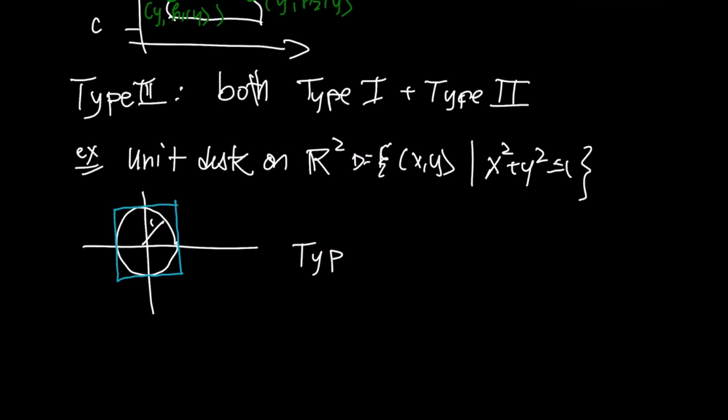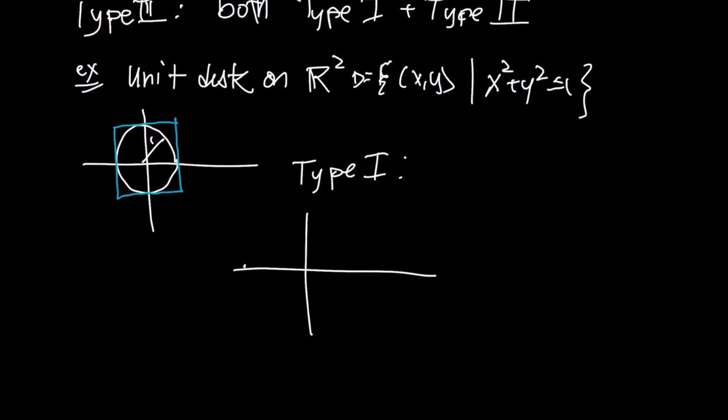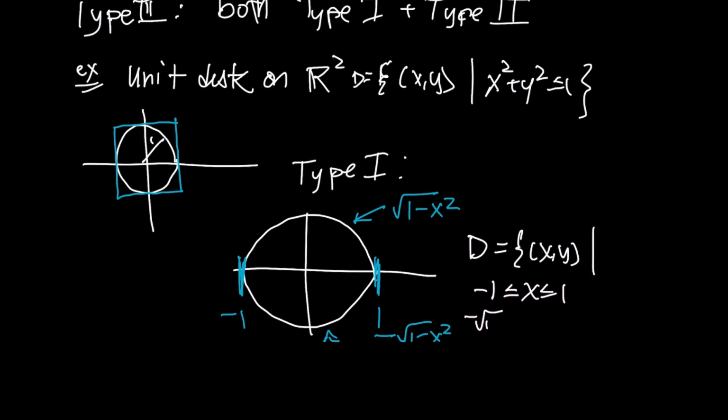If you wanted to think of it as a type 1 region, that means we're going to have values of x that are constant, but we are bounding it in the y direction by functions. We would go from -1 to +1, and then the upper curve there would be the square root of 1 minus x squared, and the bottom curve here would be negative square root of 1 minus x squared, like that. So the region D is the set of all points (x, y) such that x is between -1 and +1, and y is between these two values here.